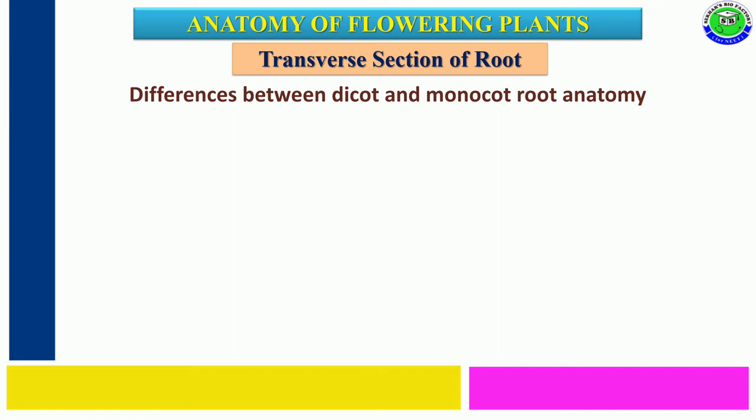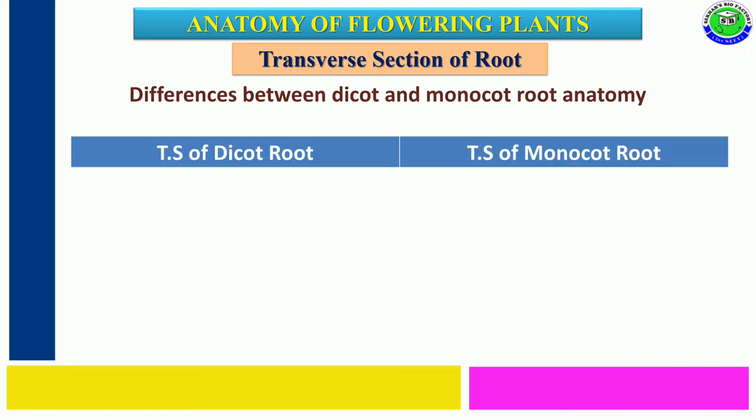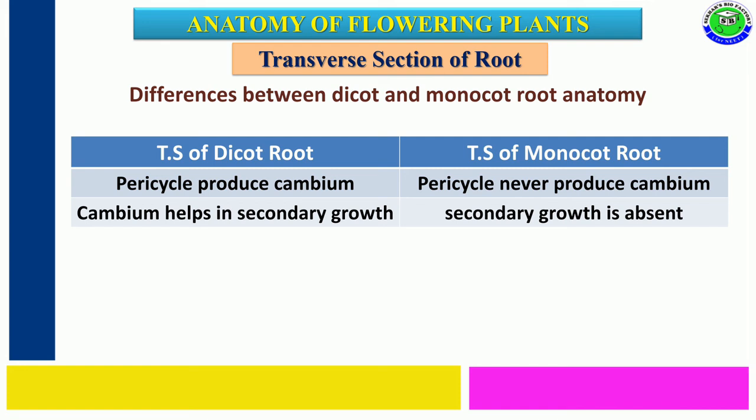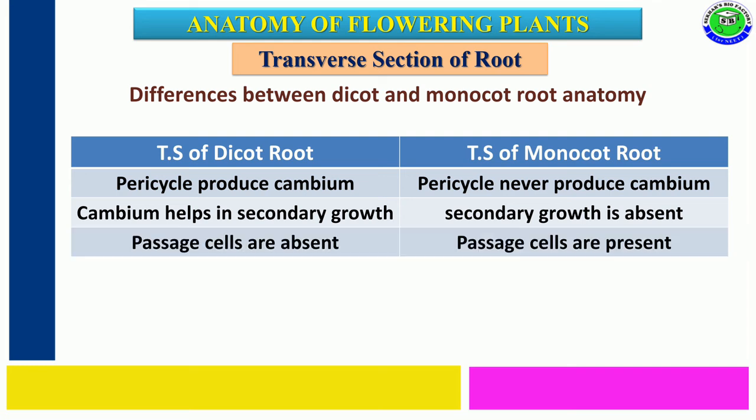Along with that, we can find some important differences between dicot and monocot root in their anatomy. The differences between TS of dicot root and TS of monocot root. In case of dicot root, pericycle can produce cambium. But in monocot root, pericycle never produces cambium. The cambium which is produced in stele helps in secondary growth. But such type of secondary growth is not present in monocot root.